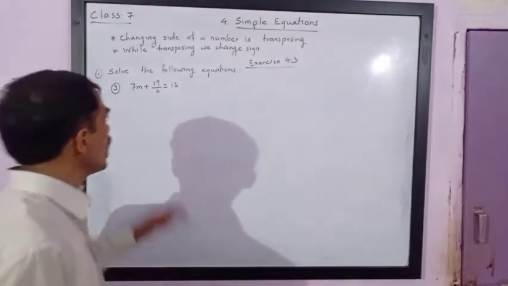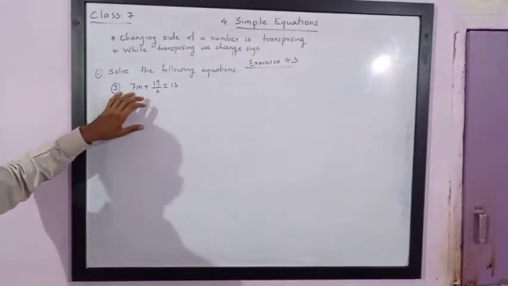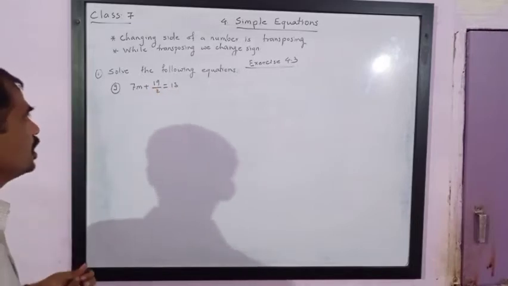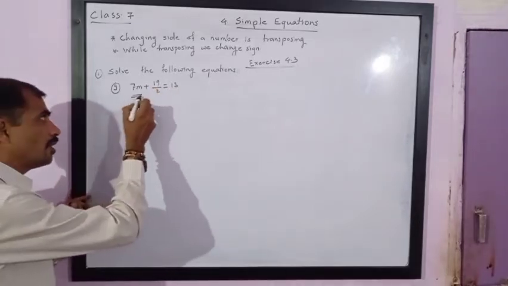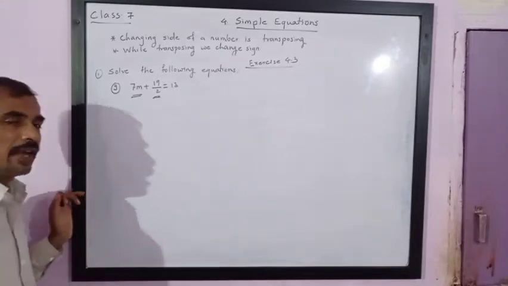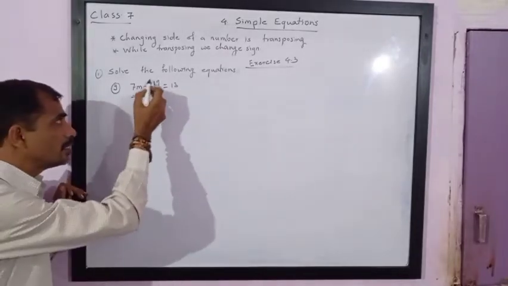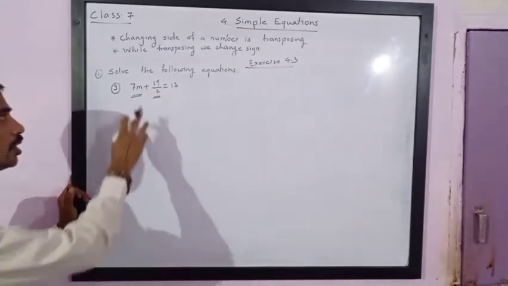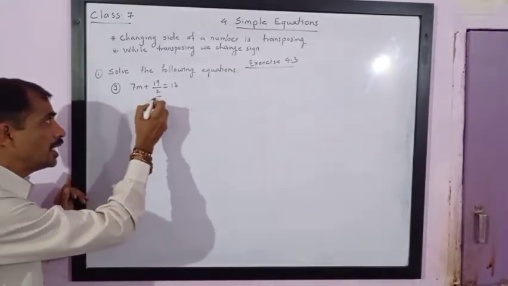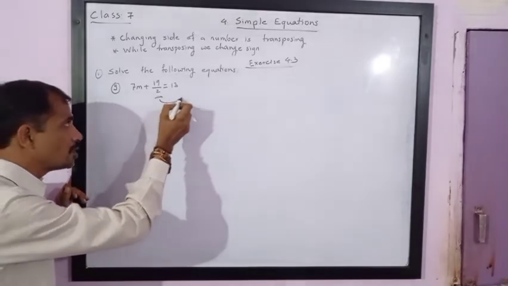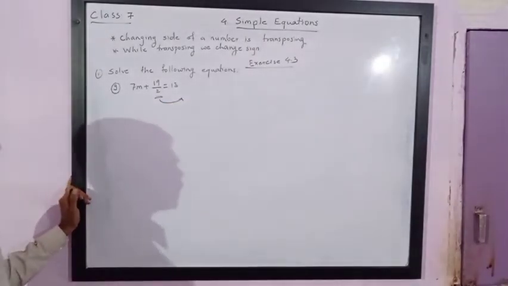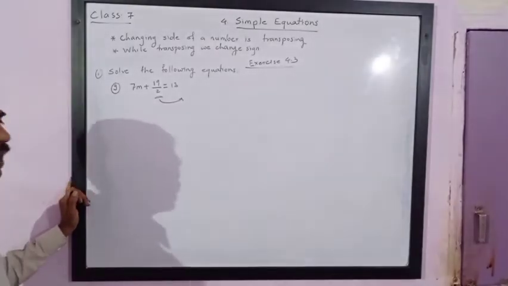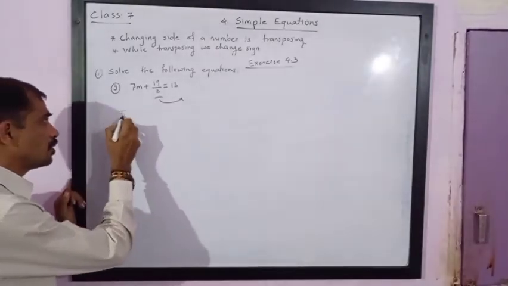Dear friends, we have the next problem, problem number 2, 7m plus 19 upon 2 is equal to 13. Now please note, this term contains the variable, this term does not contain the variable. So we need to eliminate the second term, which does not contain the variable. So in order to eliminate 19 upon 2, we have to transpose 19 upon 2 to the right hand side. Please note, here it is positive, so when it is transposed, it will become negative. So let us transpose first.